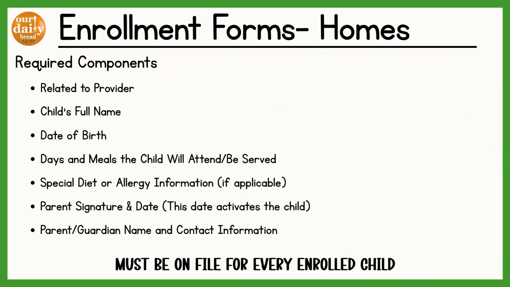And now we'll talk about enrollment forms for homes. So the things we're looking for in a complete enrollment form are relation to the provider, child's full name, date of birth, the days and meals the child will attend and be served, special diet or allergy information, if applicable, and parent signature and date and parent name and contact information. Just know that the signature and date, that date is what activates the child and allows them to be claimed.